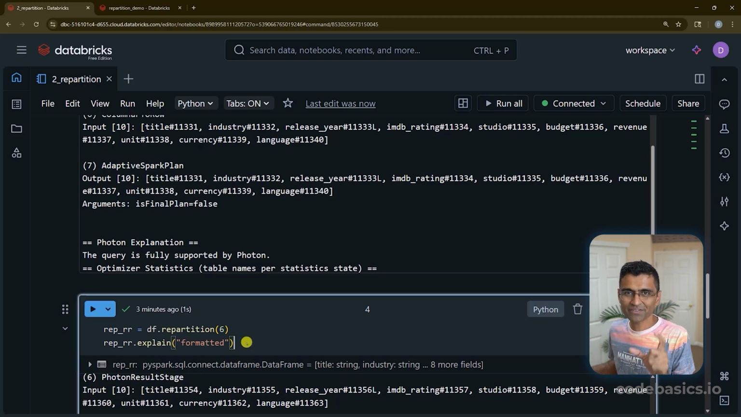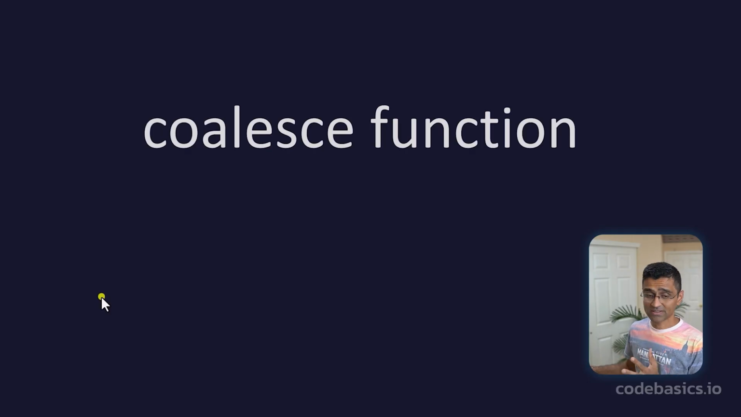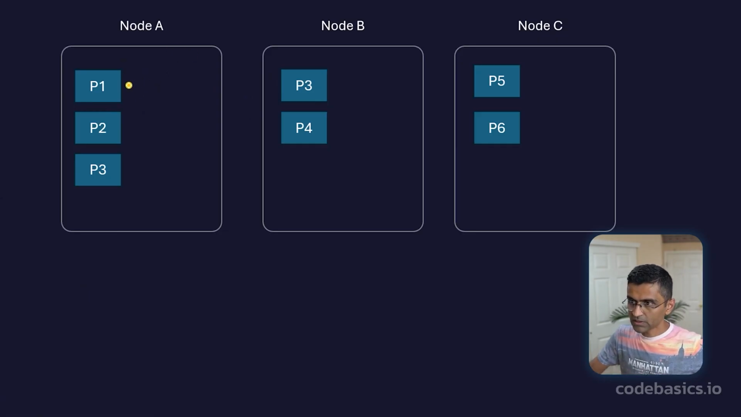There is another function that will help you do similar things, and we are going to discuss that in our next lecture. The second function is Coalesce. So let's say you have this kind of scenario. Now, usually you have one task associated with one partition, right? So here, P1, there will be task T1 associated with P1, T2, T3, and so on.